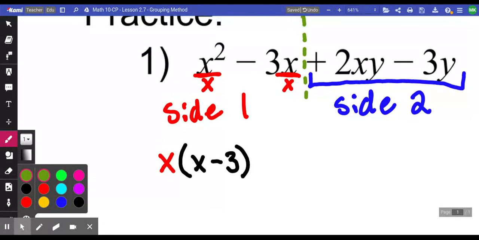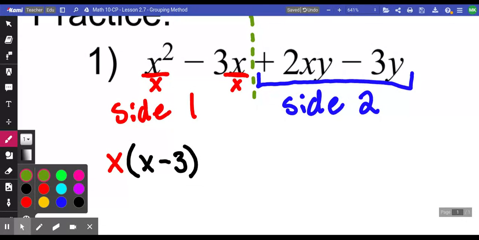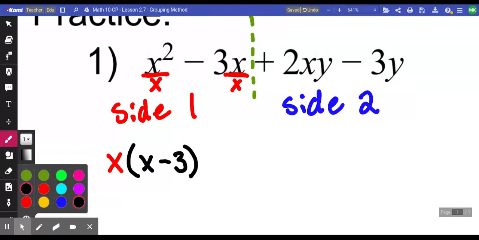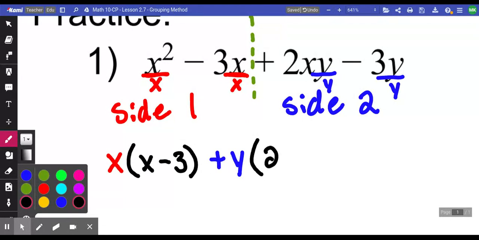On the right-hand side, I'm going to do the same thing. So I'm going to take a greatest common factor out of that right side. I'm going to divide both sides by y. So I would take out a y, and I took out a positive y, so I put a plus y, and I'd be left with a 2x minus 3. Oh boy, not good, not good, not good.